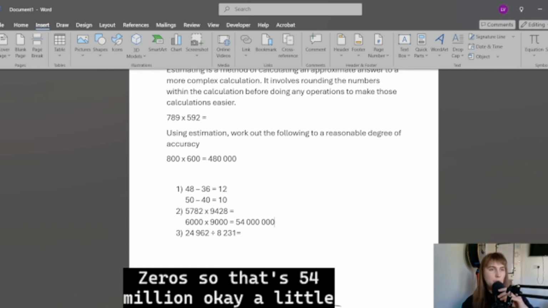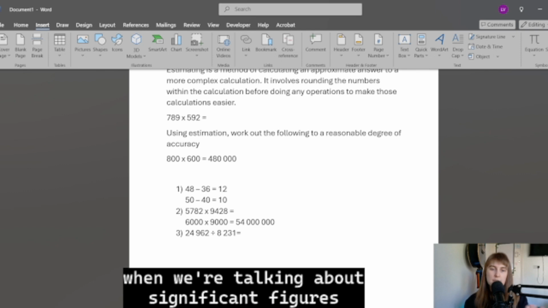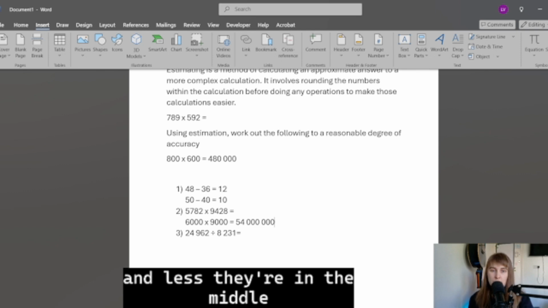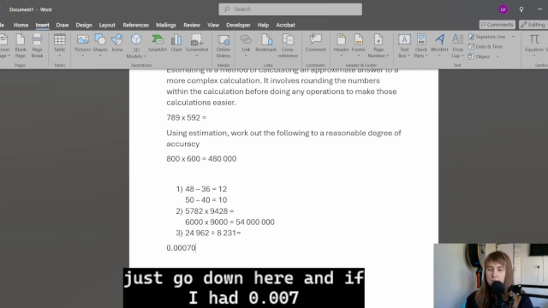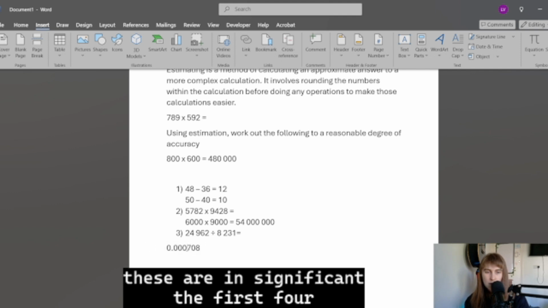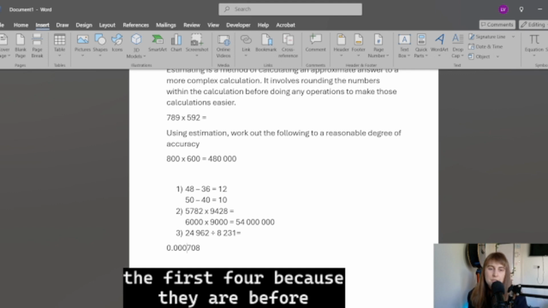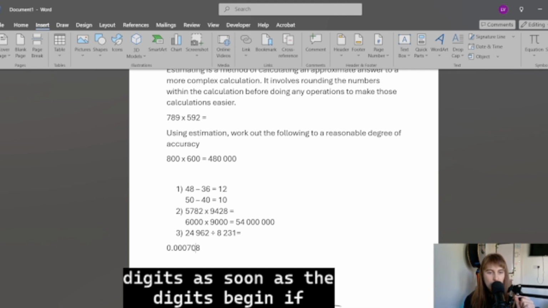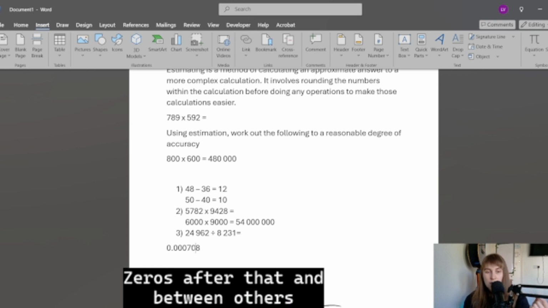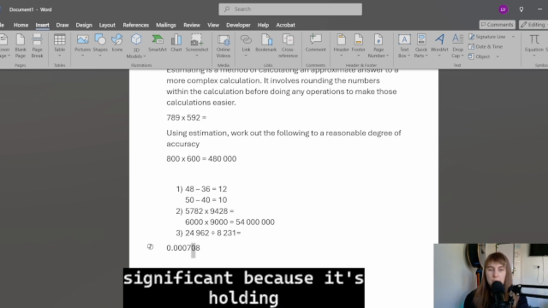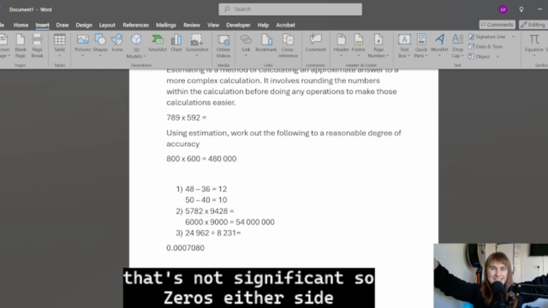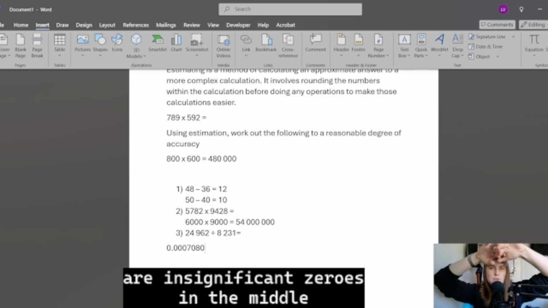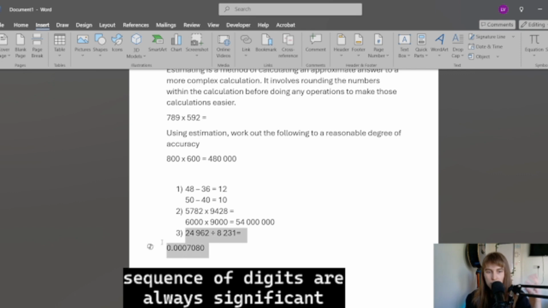A little note to bear in mind when we're talking about significant figures: zeros aren't significant unless they're in the middle of a set of numbers. So if I had 0.00708, all of these are insignificant, the first 4, because they are before any other digits. As soon as the digits begin, if you have zeros after that and between other digits, that 0 is now significant because it's holding a place value. If I had a 0 afterwards, that's not significant. So zeros either side of digits are insignificant. Zeros in the middle of a sequence of digits are always significant. Okay, that's just a little note there.